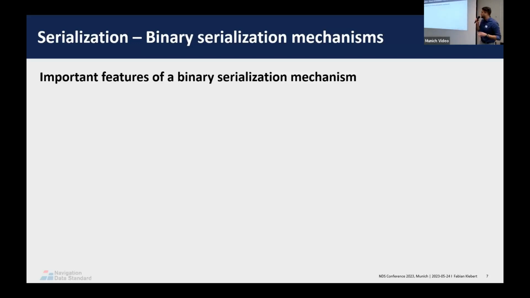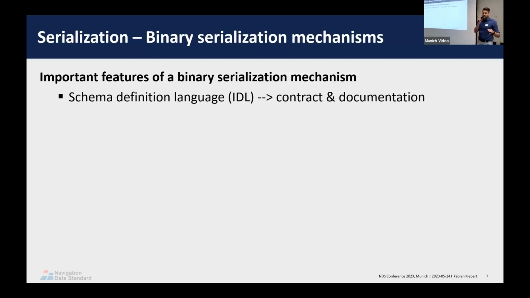What are important features of binary serialization mechanisms? First of all, we need a contract and some documentation, because binary, bluntly speaking, is zeros and ones. We don't see anything about it. So we need what is called a schema definition language, an IDL, which documents which bit, which byte means what. This is what all the binary serialization mechanisms have. The textual ones don't need that, because it's text, you can simply read it.